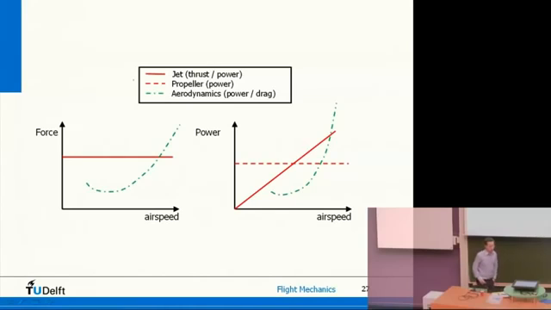Now, to summarize, so far we've derived that aerodynamic drag as a function of airspeed is this parabolic relation, and we say for a jet aircraft thrust is more or less constant, and for a propeller aircraft power is more or less constant. Is there a question there?